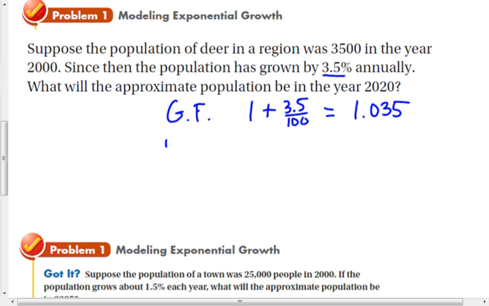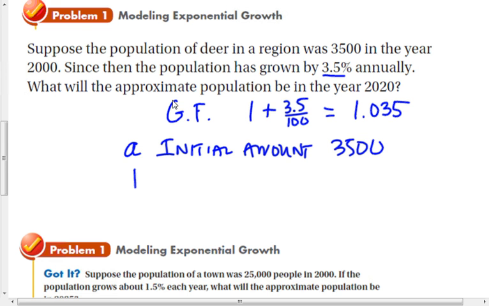Okay? You also need to know the initial amount. That's the a part of the equation, and that's the beginning population, which is 3,500. Then you also have to know how many years of growth, and that's the exponent, which we'll just call x. Oh, and the growth factor is the b. And so x is, in this case, 2020 minus 2000, which is 20 years of growth.